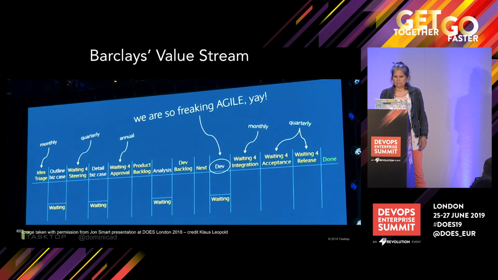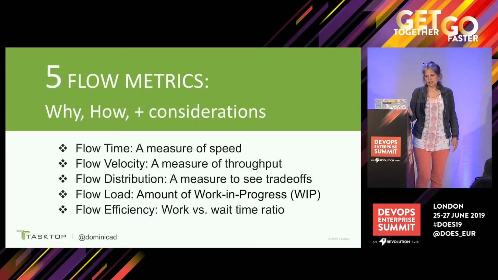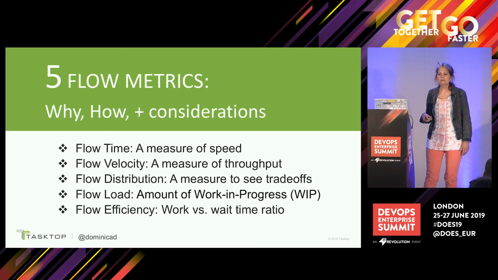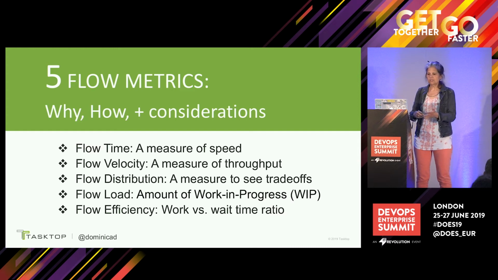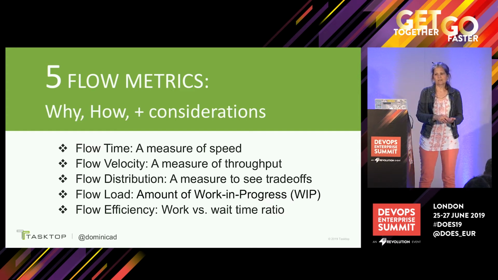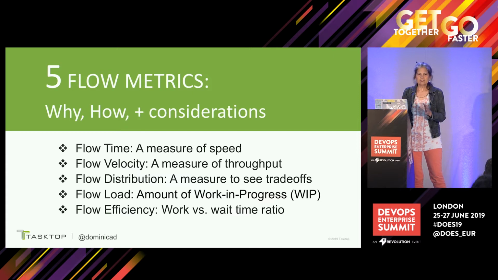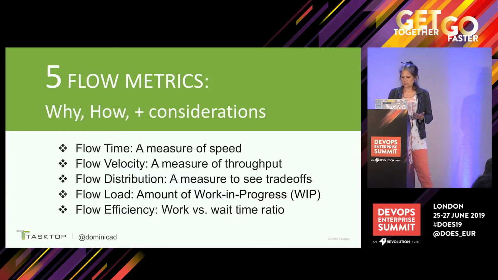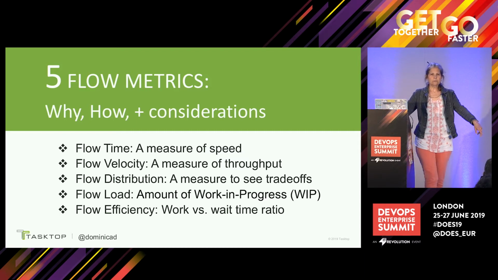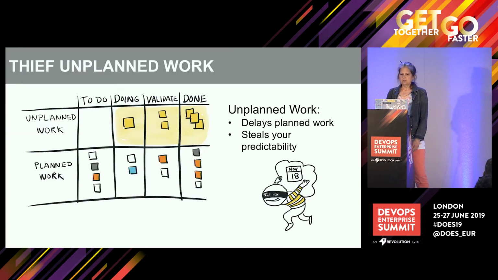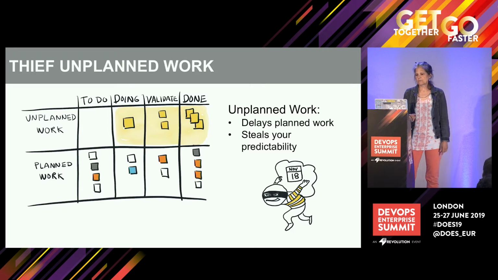So what to do about this? We're going to look at 5 flow metrics, okay? Flow time, flow velocity, flow distribution, flow load, and flow efficiency. And we're going to show you how to expose the time thief problems so that you can do something about it. And we're going to start with, can I get a clock going up here? Thanks. So we're going to start with thief unplanned work.